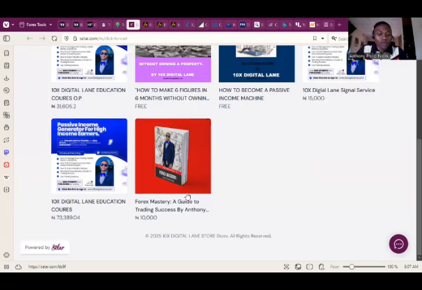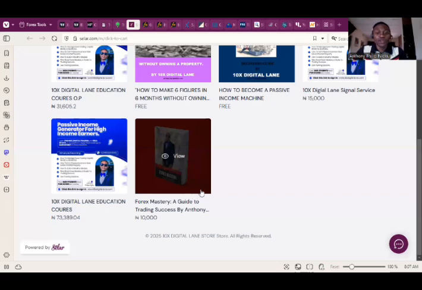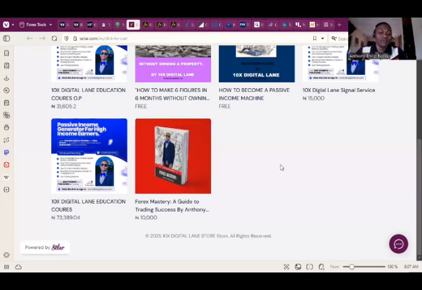Then these are our book, Forex Mastery, a guide to trading success, where you can get the basic IQ, basic terminologies, and basic approaches to the Forex market. It's going to give you the right mindset on risk management, the right mindset on psychology, and the right mindset on how to start up as a beginner in the Forex market.